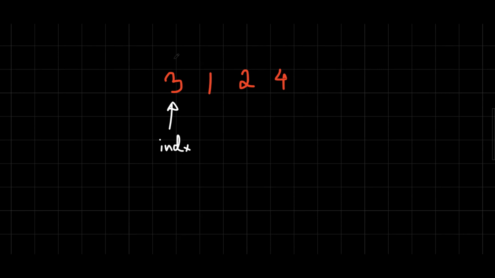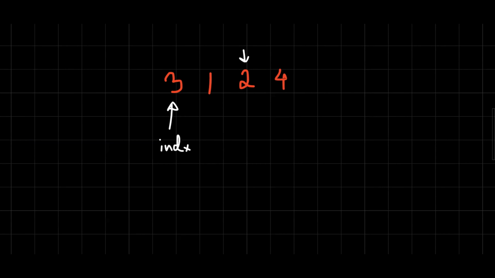Suppose currently our index pointer is pointing to the first element, and our other pointer is also pointing to the first element 3. So now 3 is an odd number, so we don't have to do anything here. Again, currently our pointer is pointing to this element 1. So 1 is an odd number, so we don't have to do anything here. Now our pointer is pointing to this element 2. But wait, this is an even number, right?